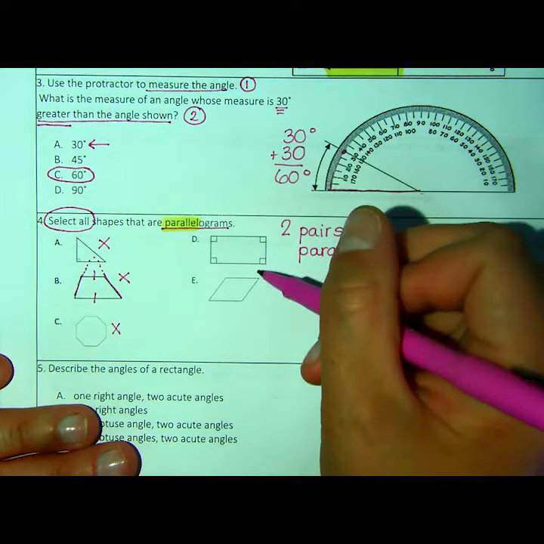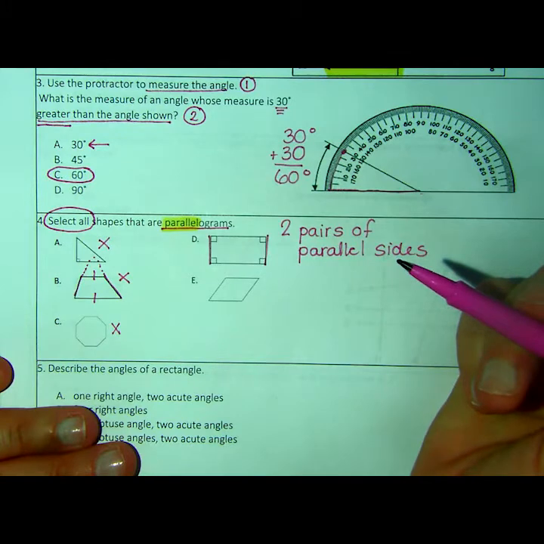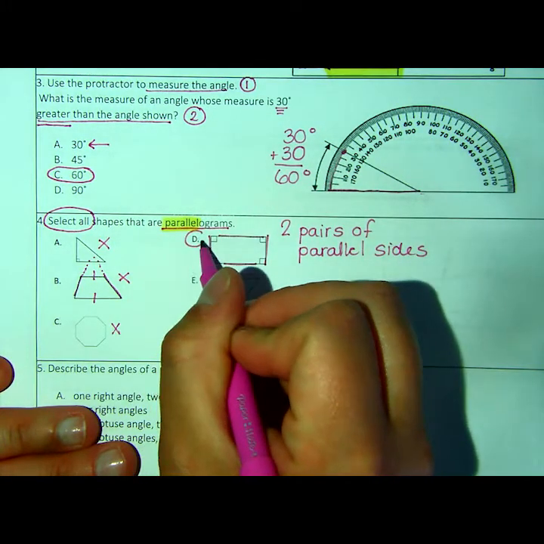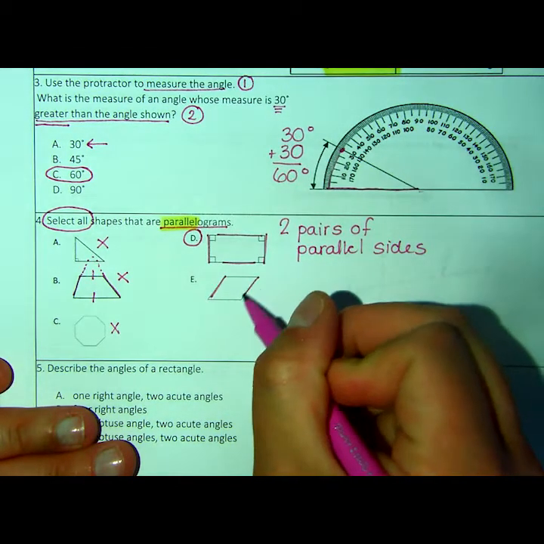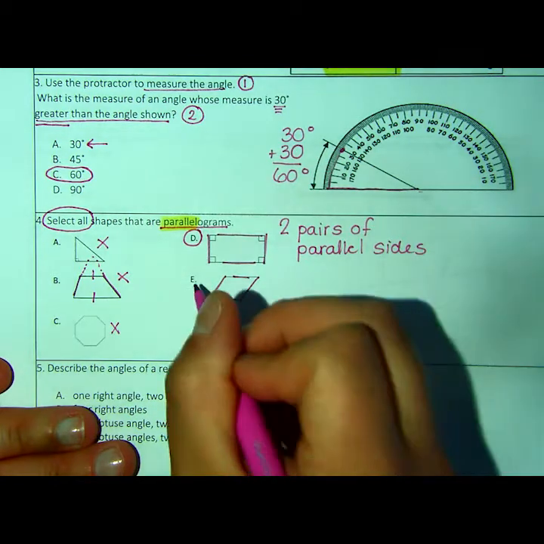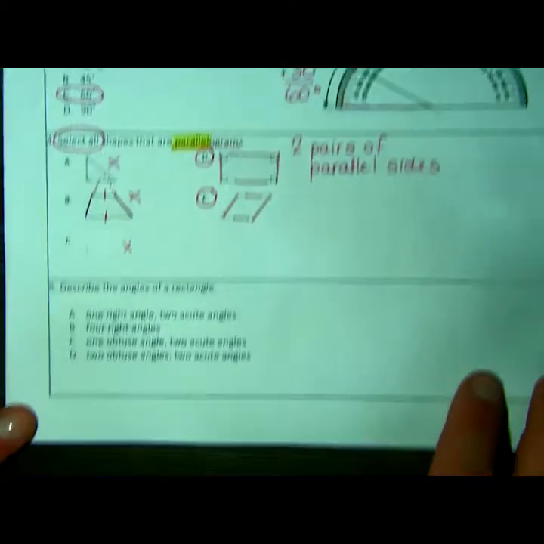Now I look at these 2 figures. This side and this side are parallel, and then this side and this side are parallel. This can be classified as a parallelogram. This side and this side are parallel, and then this side and this side are also parallel. So D and E are both parallelograms. Let's look at number 5.